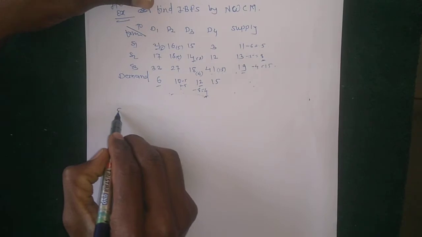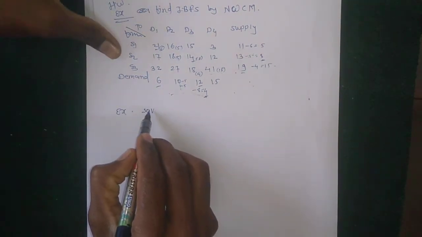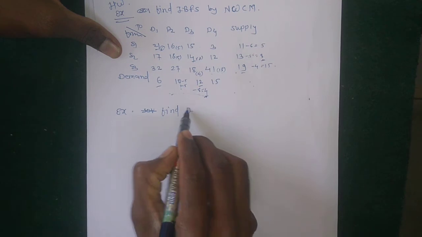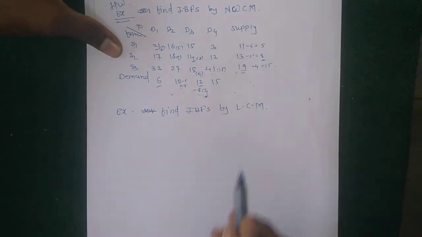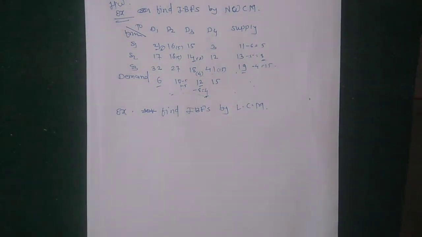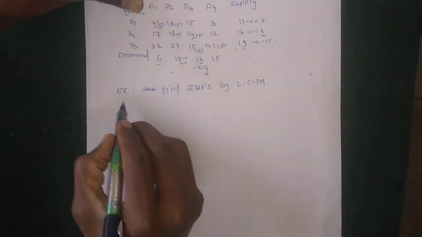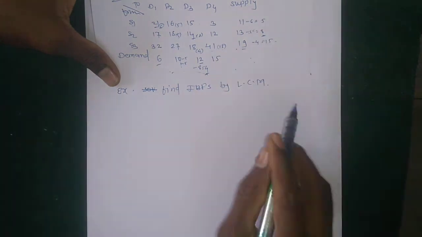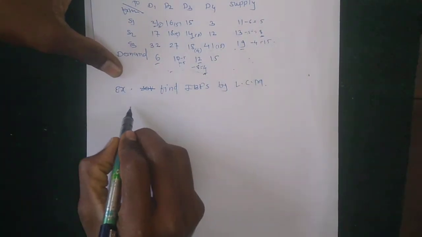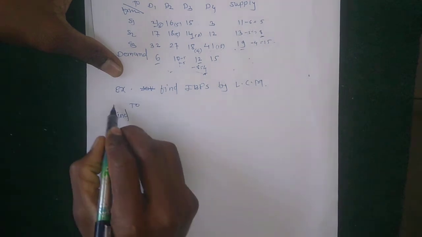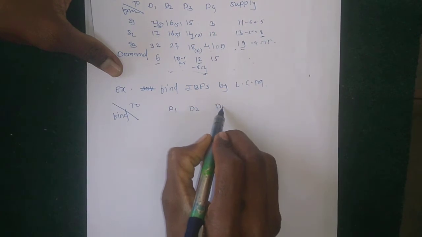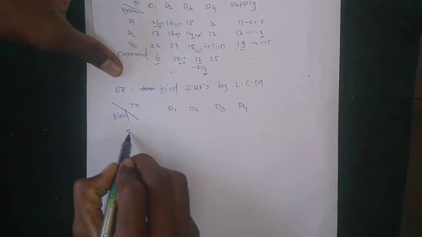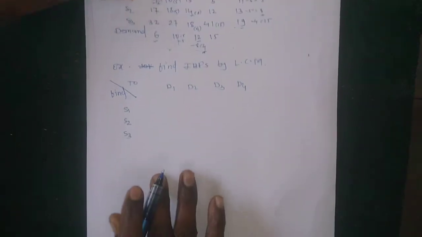Then the next example is to find the initial basic feasible solution by LCM, the least cost method. So, example 2: using the least cost method, find the solution. The table has D1, D2, D3, D4 and S1, S2 and S3.